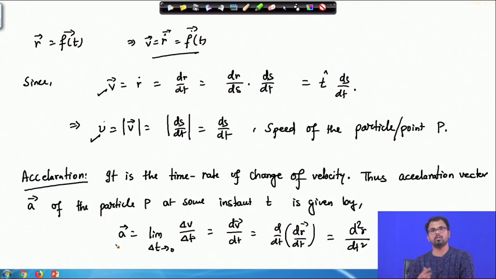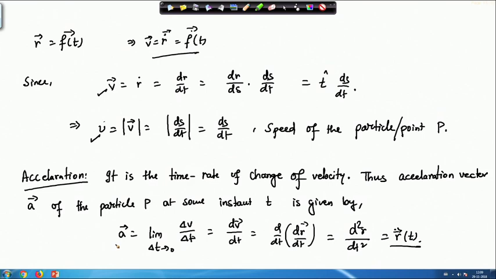So, if we are asked to calculate the acceleration of a moving particle along a curve r = f(t), all you have to do is differentiate it twice with respect to the parameter, whether it is t or theta, whatever it is, and that will give you the acceleration. And if you are given a point, let us say t equals 1, then it will give you the acceleration at that point t equals 1.